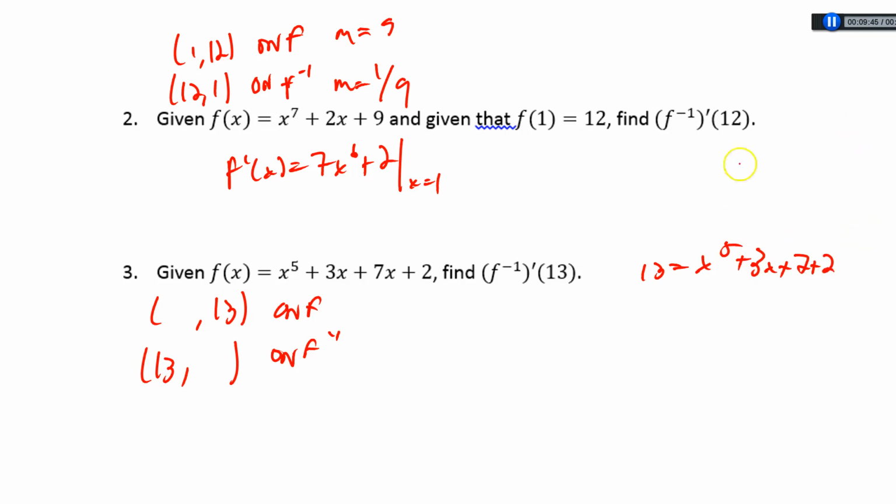So I don't know the x, so we have to kind of guess and check again. Let's try 1. 1 plus 3 is 4, plus 7 is 11. Plus 2 is 13. So we have 1, 13 on f, so then 13, 1 is on f inverse.